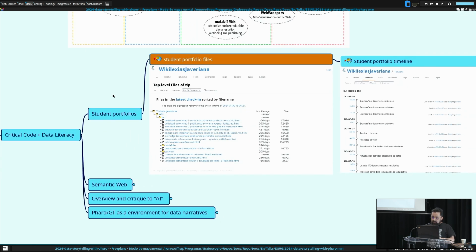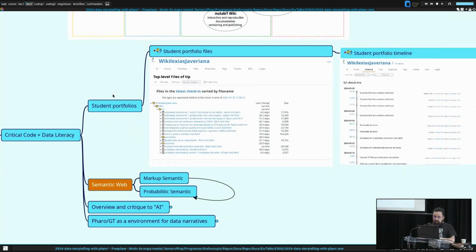And yeah, I can track the timeline of what they are doing. In this particular semester, in the curriculum we are developing, the idea is going from the semantic web of the past, which was about markup and hand-authored metadata, to the probabilistic semantics of large language models. And we do a critique of AI, because they are going to get the hype everywhere else.